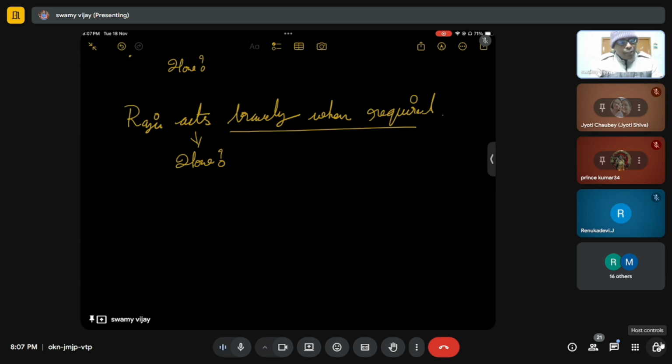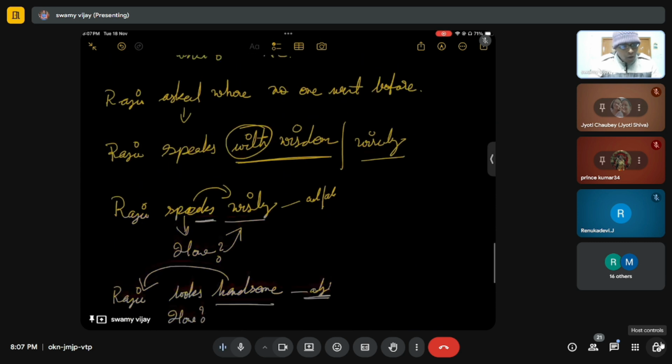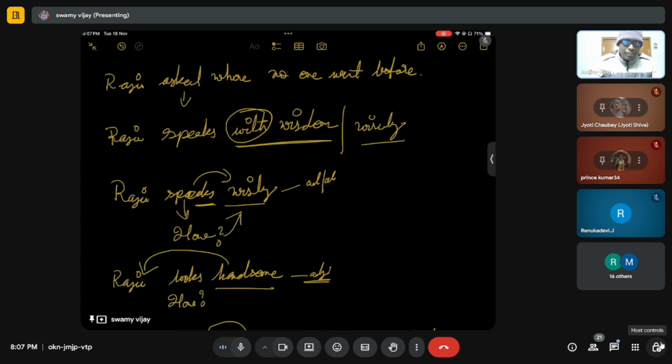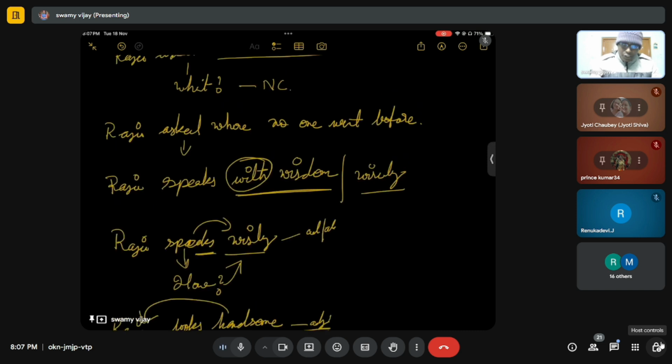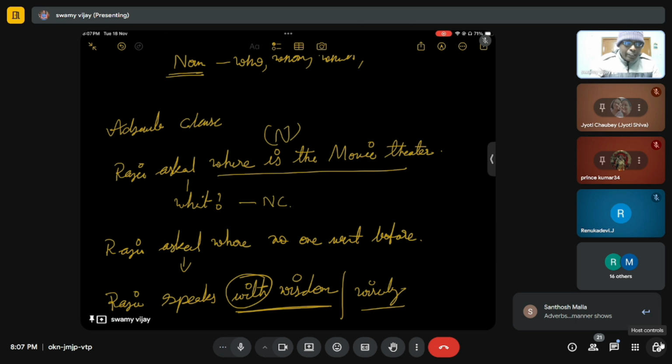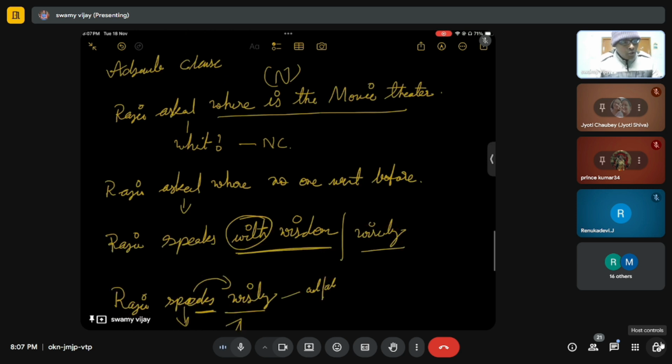So this adverbial clause is actually connected to the verb. If you ask a question to a verb, how, and the answer comes, then it is an adverb clause. If you ask a question to a noun, which, 90%, and the answer comes, it is an adjective clause. If you ask the question what to the verb, and the answer comes, 90% it is a noun clause. So this is the basic difference between identifying noun clause, adjective clause, and adverb clause.